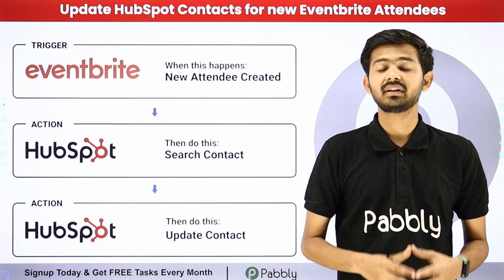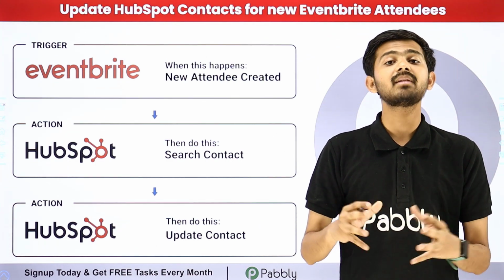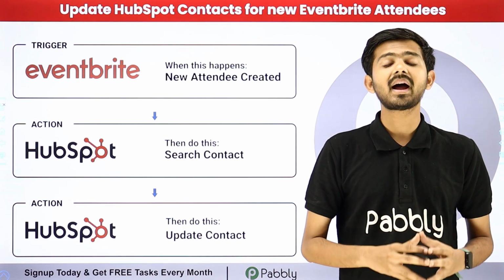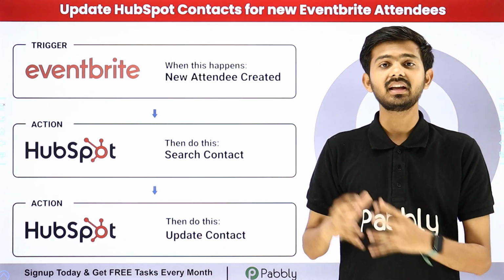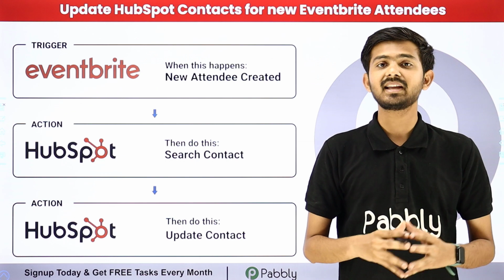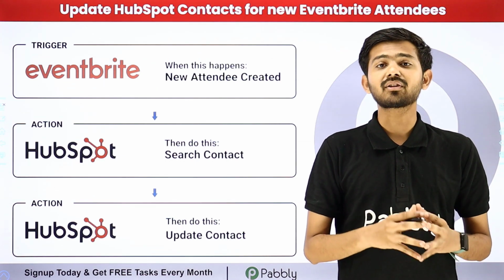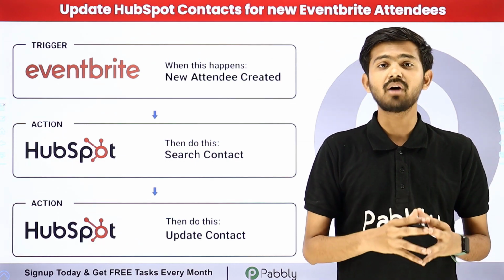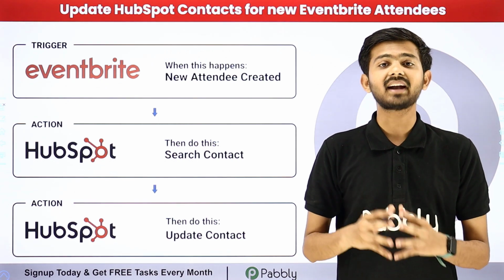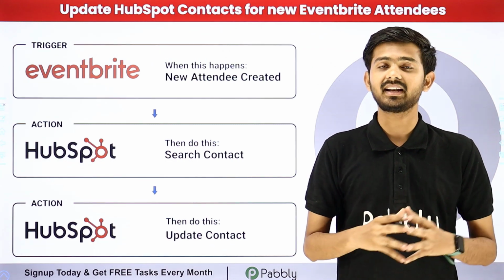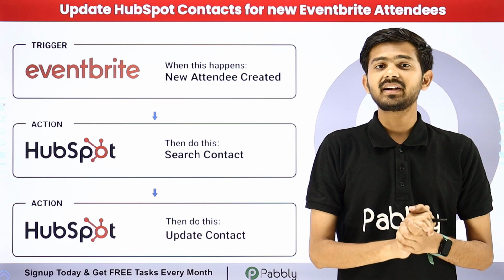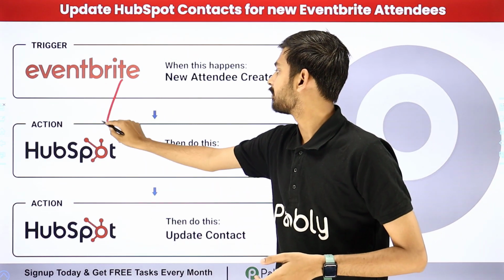So here my objective is that whenever a new attendee is created in my Eventbrite account, then automatically, by capturing the details of that attendee, I'm going to first search for that contact in my HubSpot CRM account, and if that contact already exists in my HubSpot account, then automatically I'm going to update that contact with the details of my Eventbrite attendee. For that, I have to build a connection between Eventbrite and HubSpot.